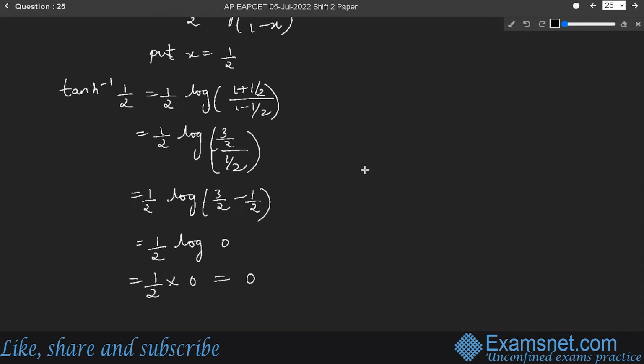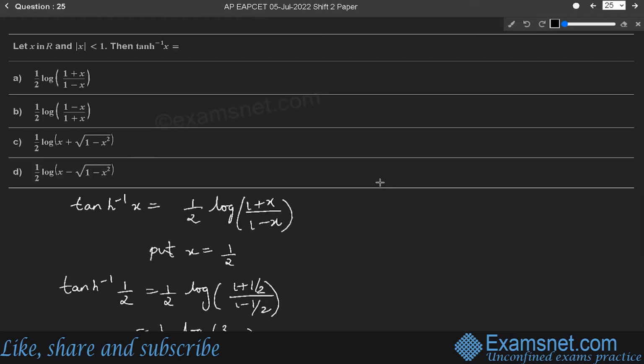So we can say that option number 1 is the correct option for this question, which is 1 by 2 log 1 plus x upon 1 minus x. So option A is correct option here.